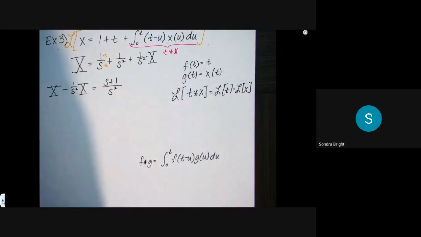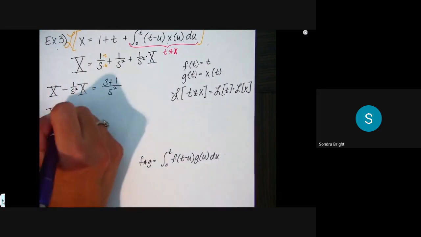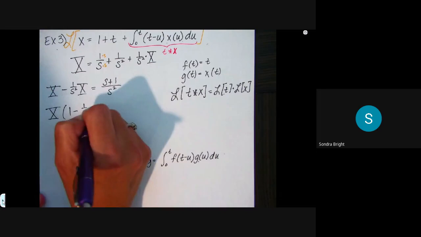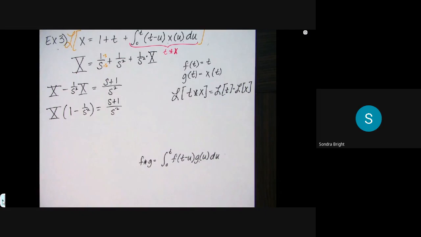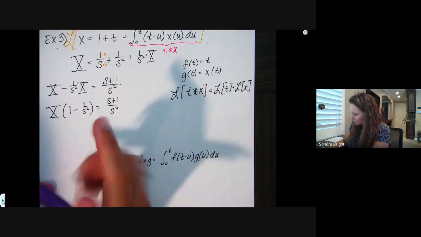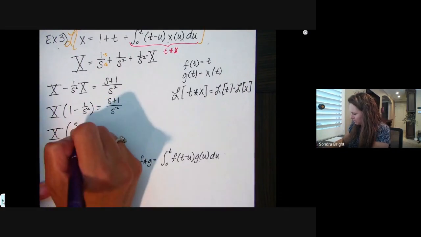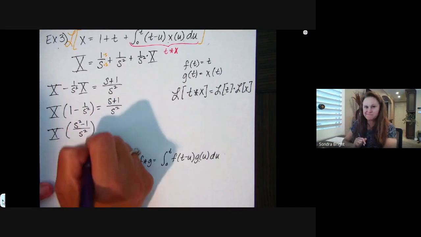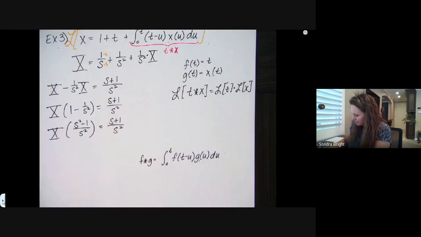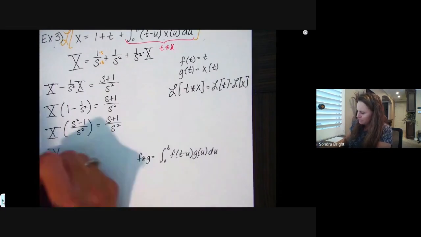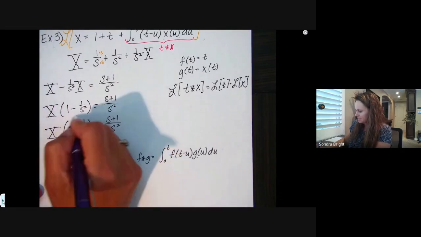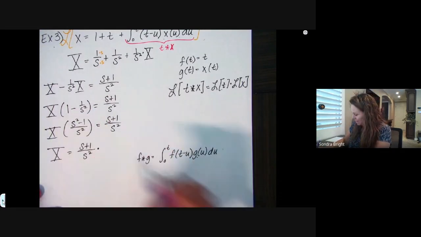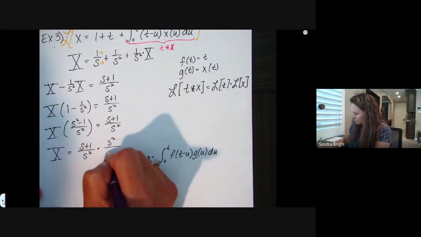Let's factor out this capital X. I'm left with a 1 minus 1 over s squared. Get a common denominator here, and that's s squared minus 1 over s squared. Solving for capital X, you're going to divide by this, so you'll have s plus 1 over s squared. Dividing by this means I'm multiplying by its reciprocal, so s squared over s squared minus 1.